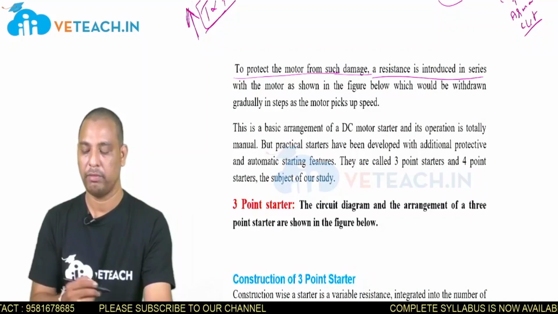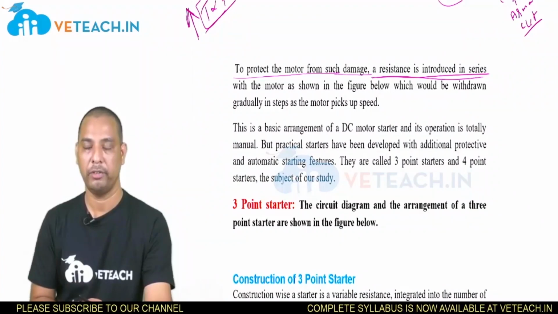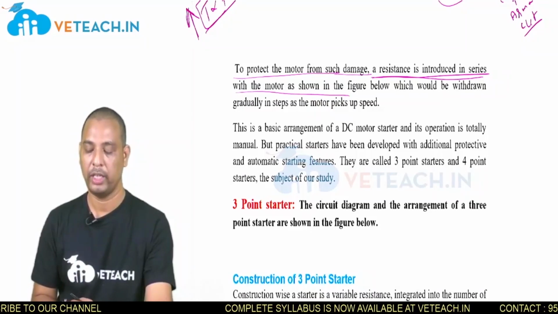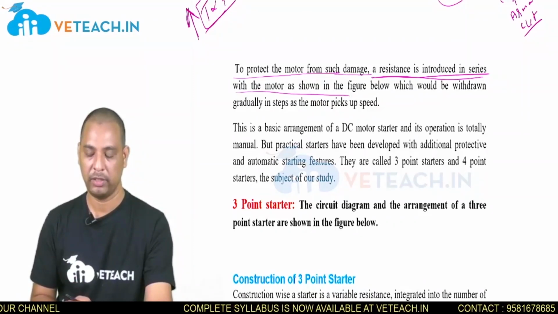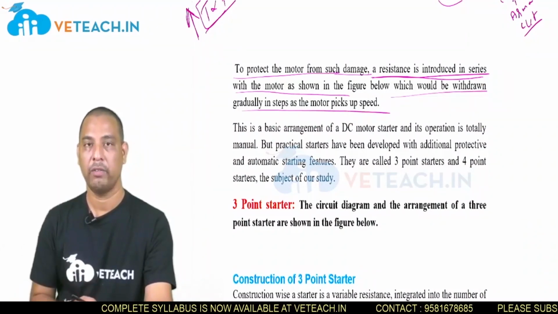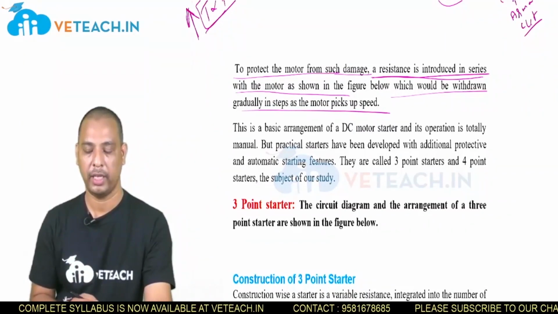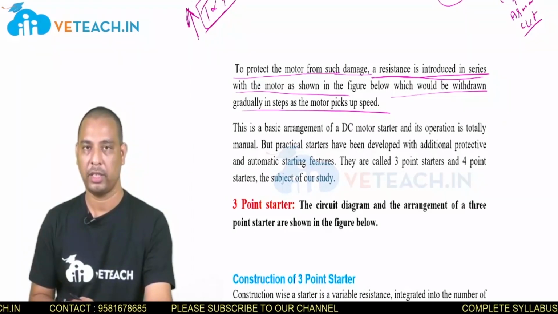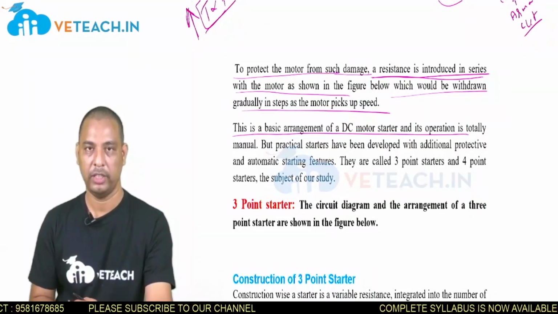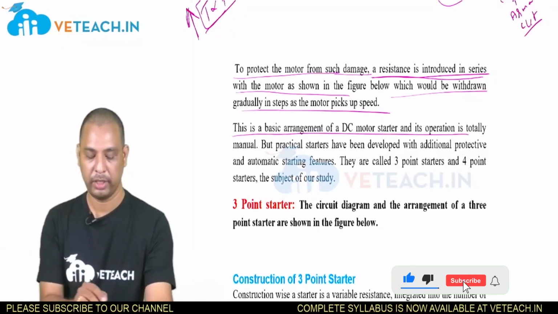For that purpose, the method used is that resistance is introduced in series with the motor, as shown below. So we include the resistance in series with the armature resistance in such a way that we can limit the high starting currents. So I can say that we need a starter to limit high starting currents in DC machines. That is the basic arrangement of a DC motor starter, and its operation is totally manual.